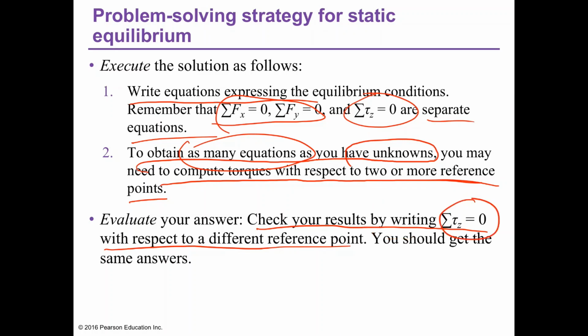And then you evaluate your answers, and you can check your results by computing the total torque again with a different reference point, to see, given all the forces that you calculated, whether they will give you a total torque of 0. And you should, because the second condition tells you that if an object is in equilibrium, the total torque about any given point would be 0.